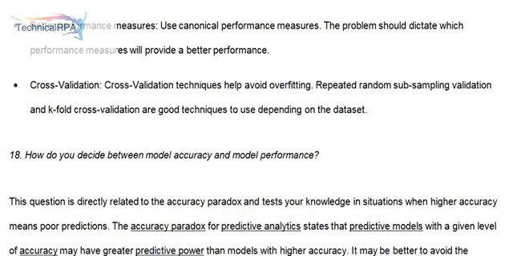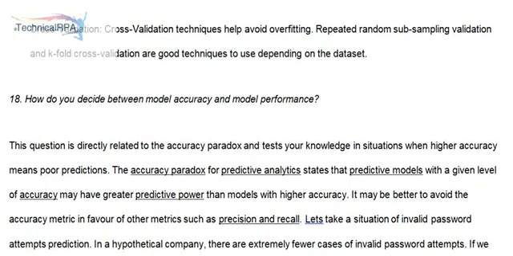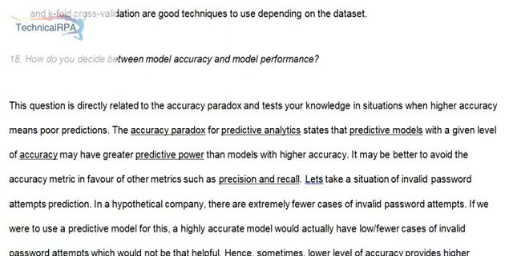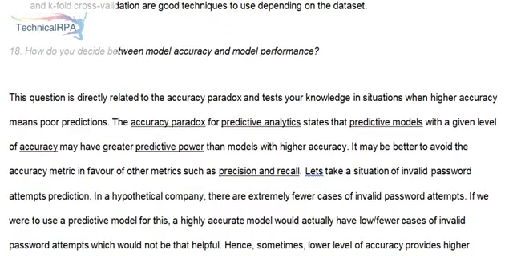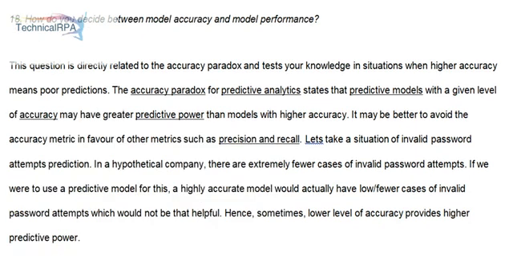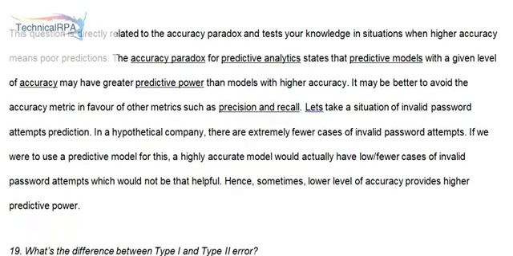18. How do you decide between model accuracy and model performance? This question is directly related to the accuracy paradox and tests your knowledge in situations when higher accuracy means poor predictions. The accuracy paradox for predictive analytics states that predictive models with a given level of accuracy may have greater predictive power than models with higher accuracy. It may be better to avoid the accuracy metric in favor of other metrics such as precision and recall.